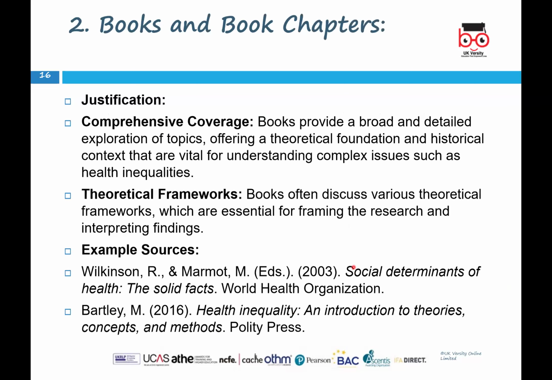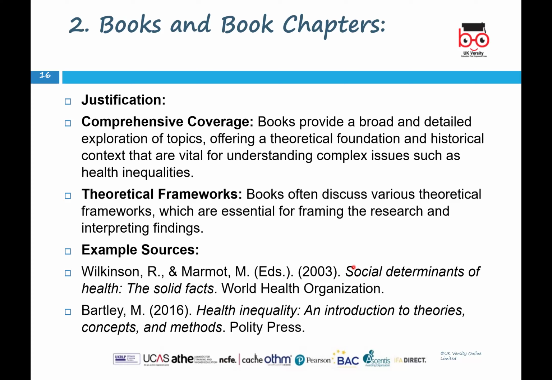Then you have books and chapters. So why do you want to use these? They give you comprehensive coverage. So an article may be worth 8 pages, but a book obviously is going to be more extensive, and a book is actually produced based on these articles. So a book would have references, and most of these references have been taken from several other books or several other articles and journals. So they provide you a broad and detailed exploration of topics, and offer you a theoretical foundation and historical context that are vital for understanding complex issues like health inequalities.